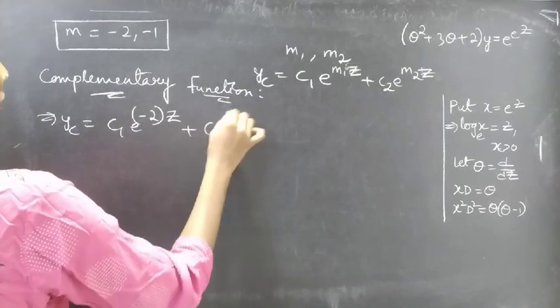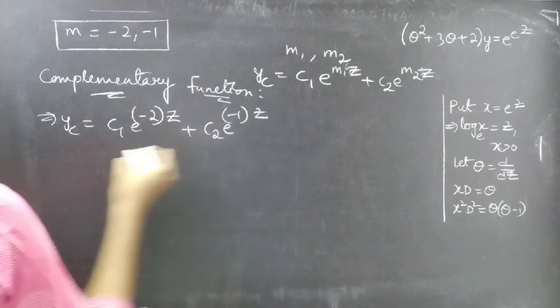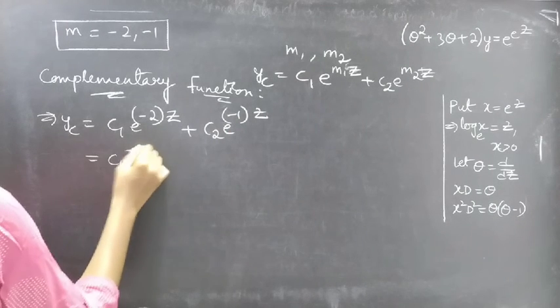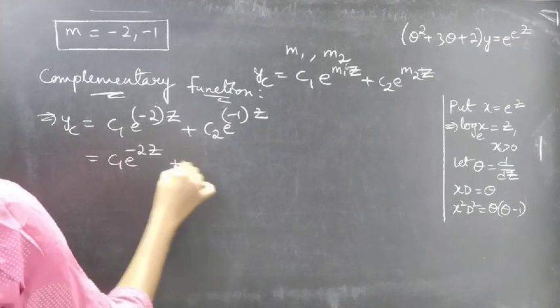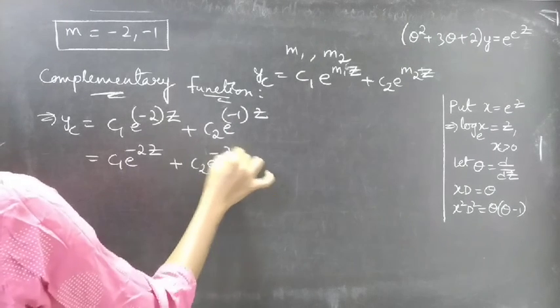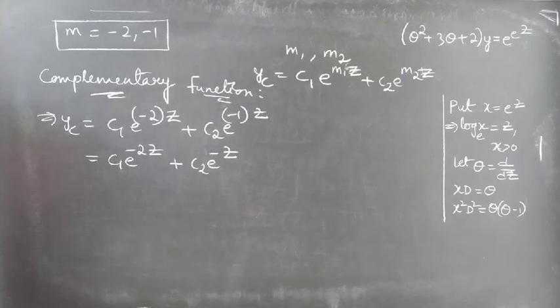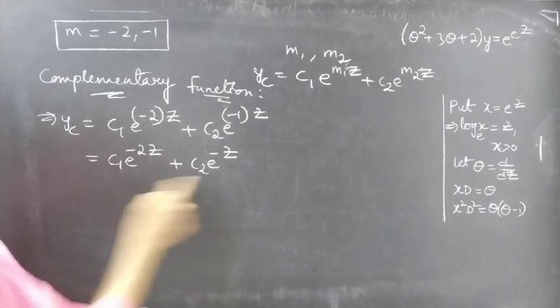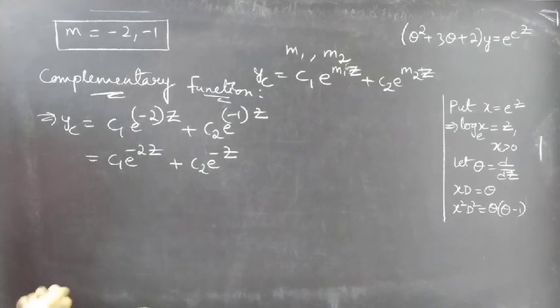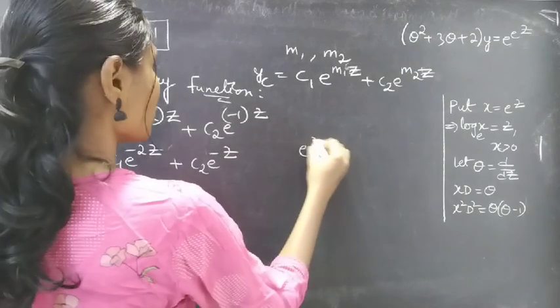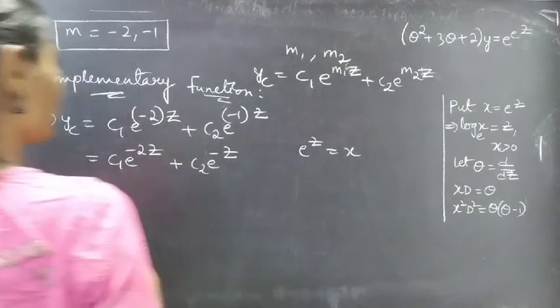Plus c2 into e power minus 1 into z. This equals c1 e power minus 2z plus c2 e power minus z. Now we have yc in terms of z. We need to write it in terms of x by replacing e power z by x, right?